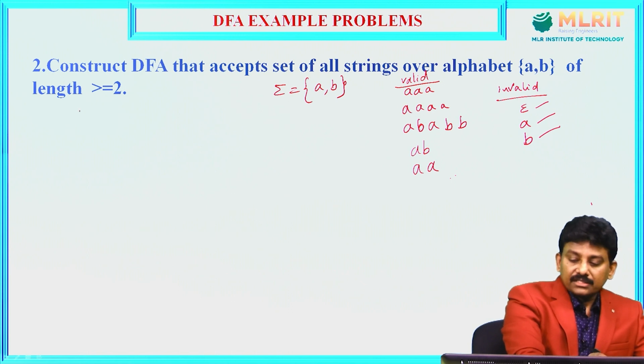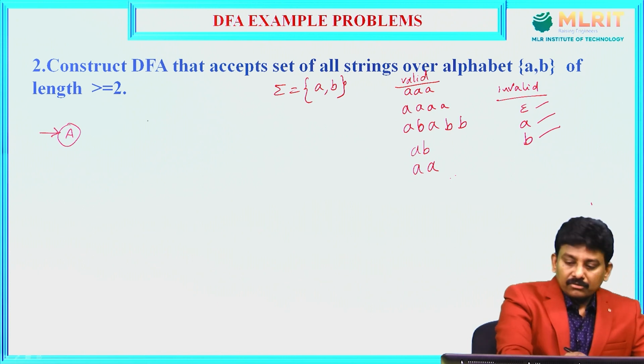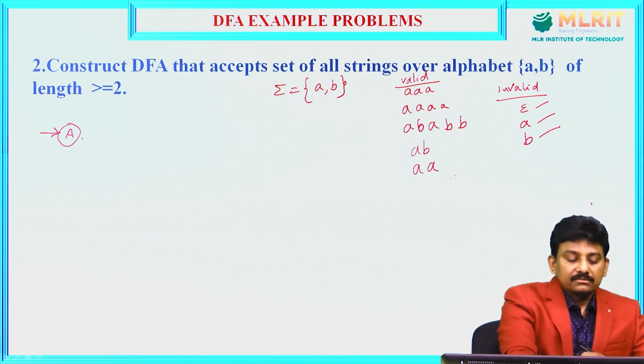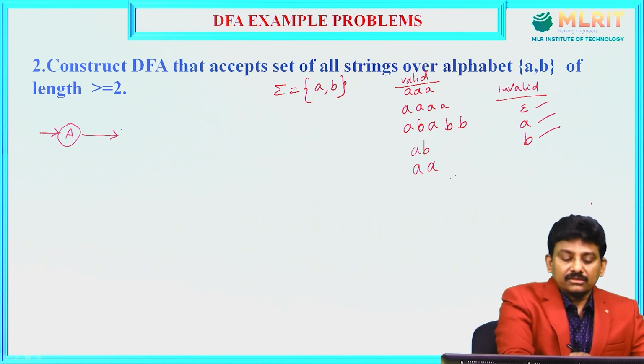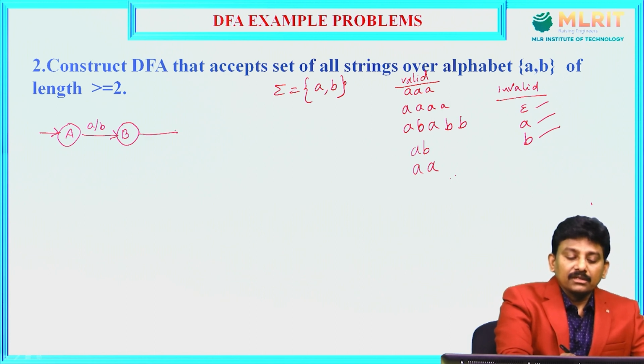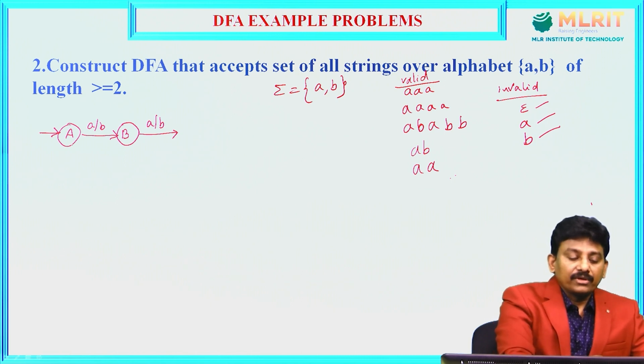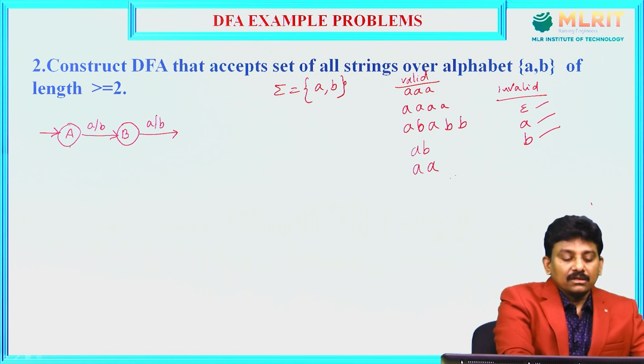I will take the initial state as A. A is the initial state. First symbol either A or B. There is no restriction on the first symbol. You can read either A or B. I can go to next state B. Second symbol either A or B. There is no restriction on the second symbol also, but the restriction is on length. For epsilon and a string with a single character, length 1, I cannot go to a final state. So, A is a non-final state, B is also a non-final state.